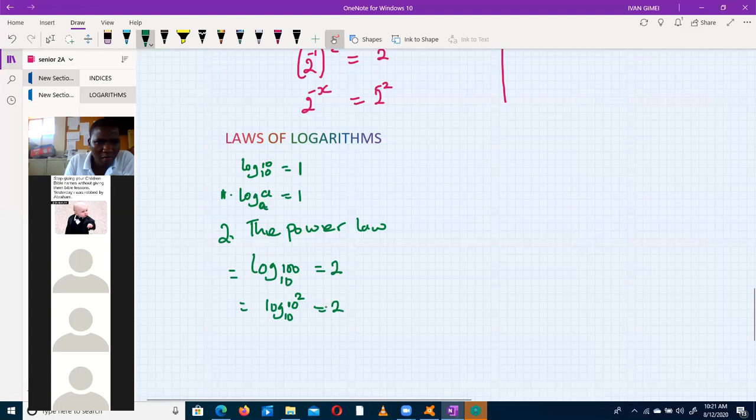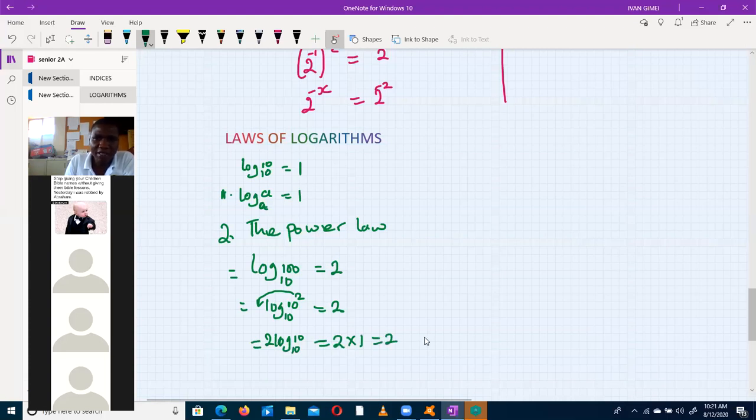But somewhere in the first law, we said log of 10 to base 10 is the same as 1. So when that 2 comes this way, we shall have 2 log 10 to base 10. But you know log 10 base 10 is the same as 1, isn't it? So this is the same as 2 times 1, which gives us 2. So this takes us to another law called the power law.